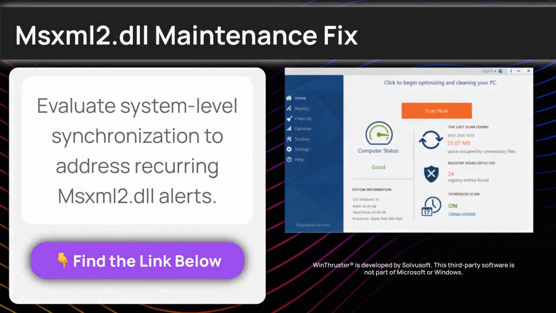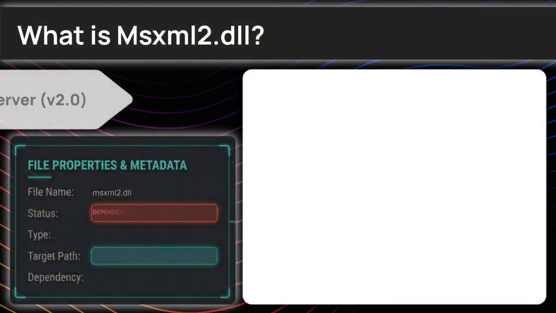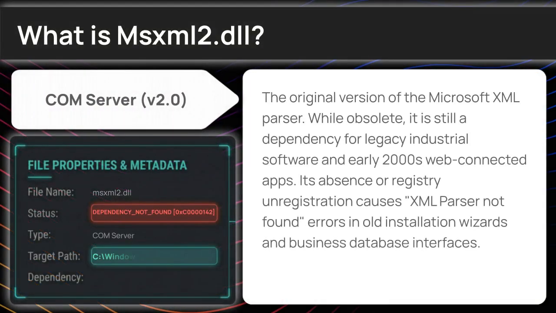This is the Microsoft XML2 library, the original version of the Microsoft XML Parser. While obsolete, it is still a dependency for legacy industrial software and early 2000s web-connected apps. Its absence or registry unregistration causes XML Parser not found errors in old installation wizards and business database interfaces. With the explanation out of the way, let's refresh the affected files.